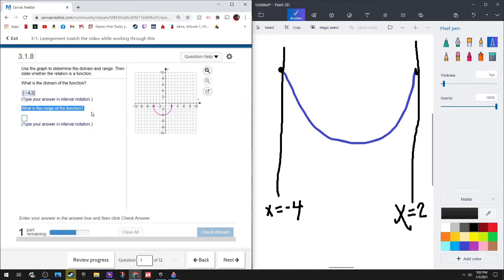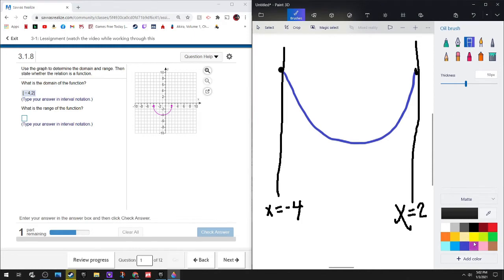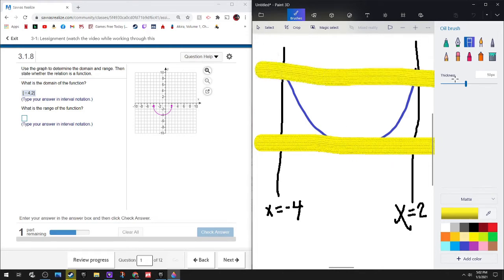Now, range. Range is going to be the same idea, except instead of going from left to right, we go from down to up. So what is the downest this gets? All right, I'll stop using silly language. What's the lowest this gets? We look for the lowest y value, and we look for the highest y value. Whatever those are, that's going to be our range.